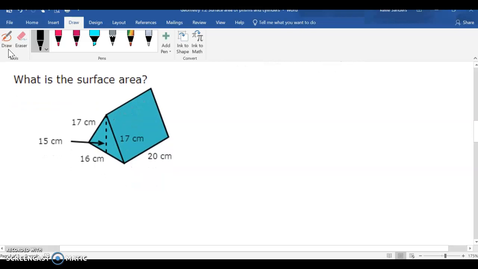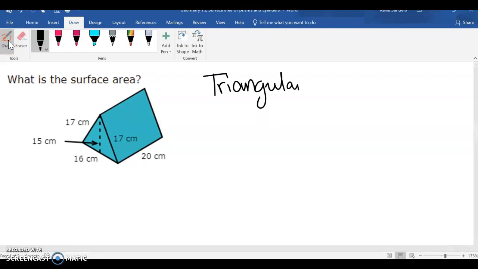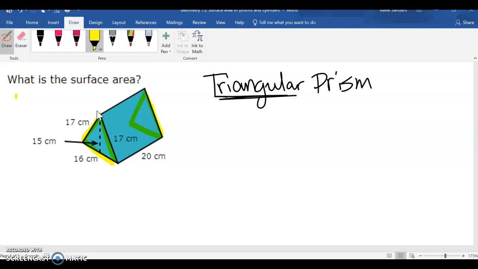Now, this is what's called a triangular prism because the two sides that are parallel to each other are triangles. So, to find the surface area, we kind of have to take it a little slow. How do you find the area of a triangle? Base times height divided by 2. But we have 2 of them, because those are the parallel sides.